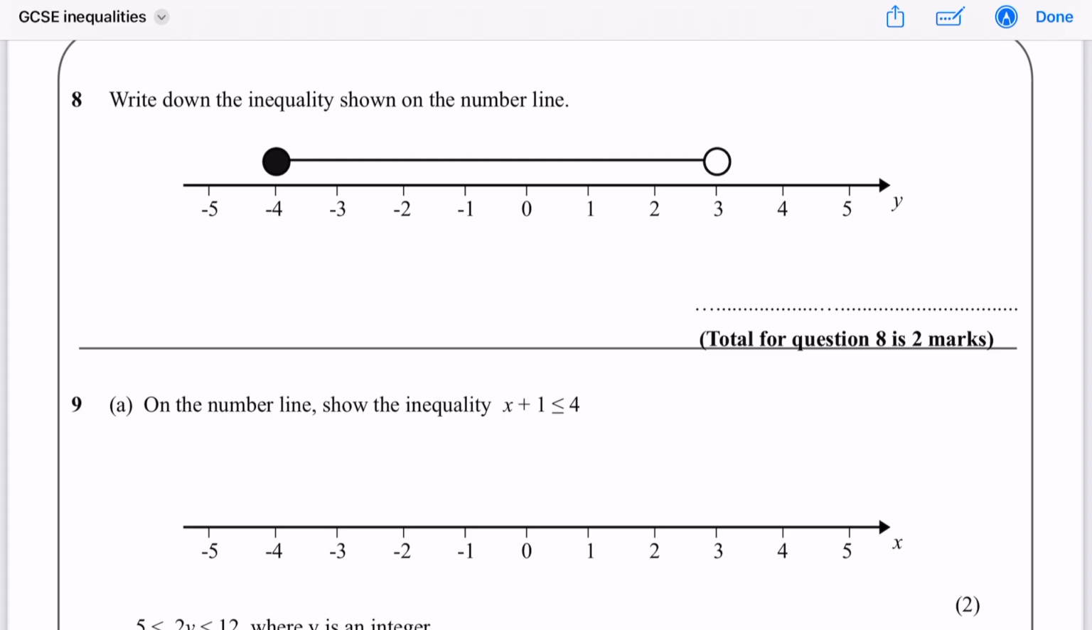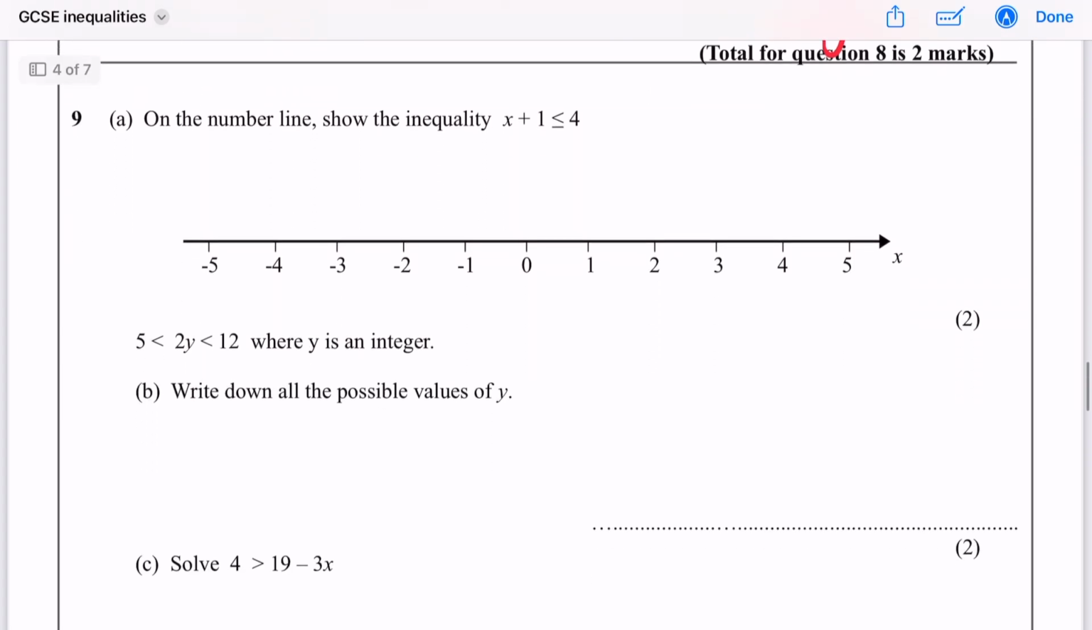For question 8, it says, write down the inequality. I see minus 4, I see the 3, and we just need to put the symbol right there. Oh, by the way, this is not x anymore, this is y. So y is greater or equal to minus 4, less than 3.